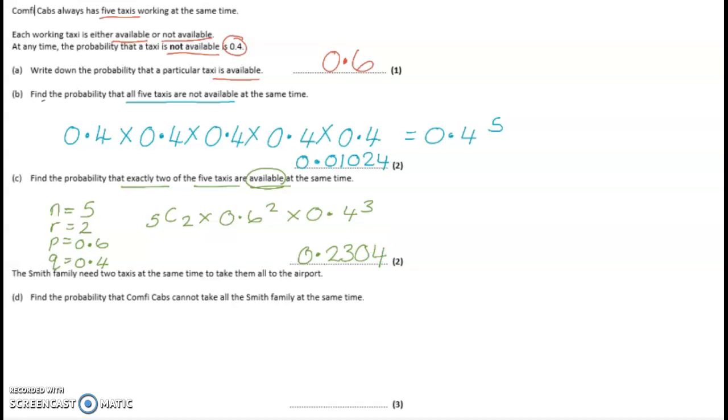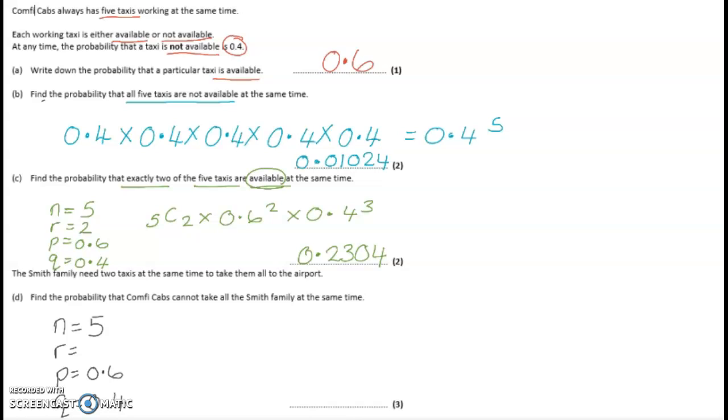The Smith family need 2 taxis at the same time to take them to the airport. Find the probability that Comfy Cabs cannot take all the Smith family at the same time. This is still a binomial distribution, so I still need the 4 parts of my formula. The taxi company still has 5 taxis, so that has not changed. And the probability of a taxi being available is 0.6. Therefore, the probability of a taxi not being available is 0.4.